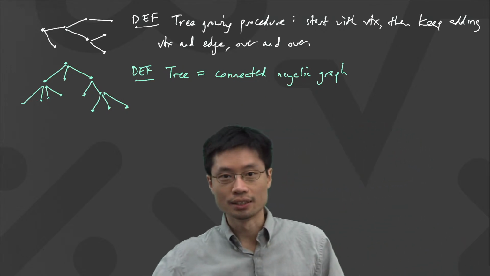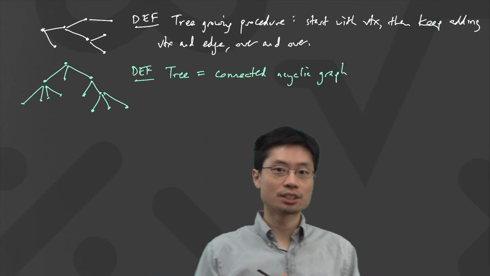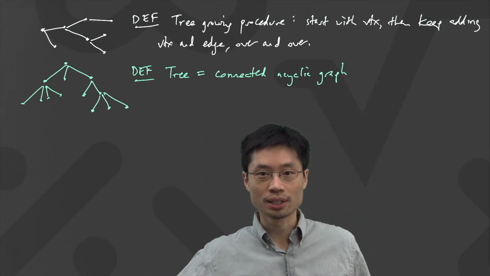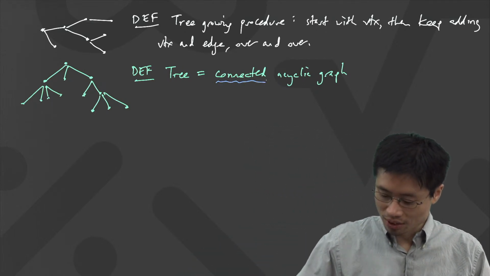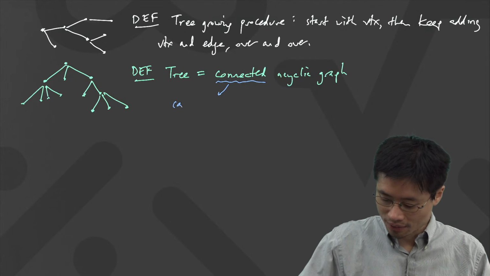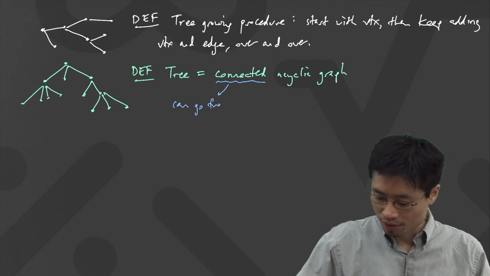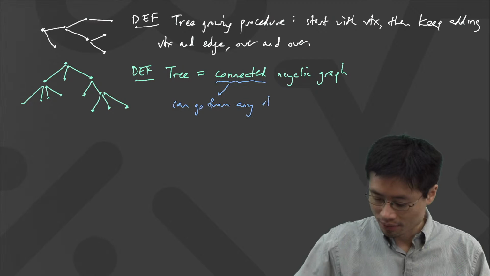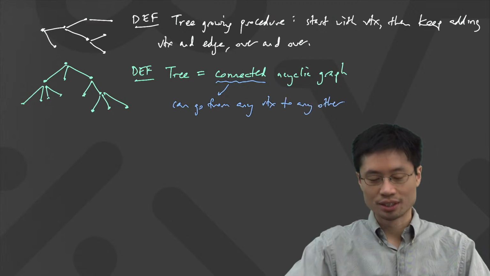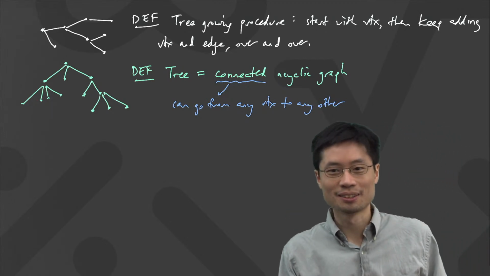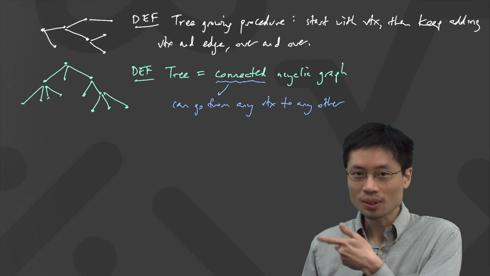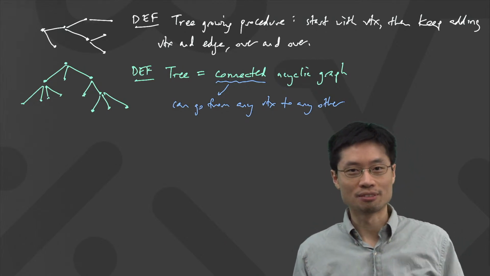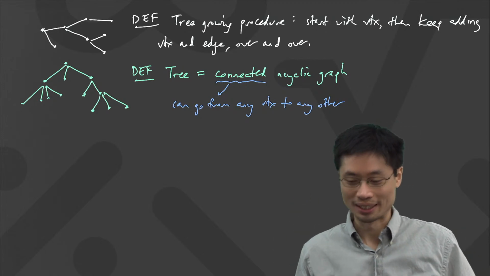Connected just means that from any vertex you can get to any other vertex just by walking along some edges. So connected means you can go from any vertex to any other. Strictly speaking, it's on a finite path. Now, we aren't even going to talk about infinite trees in this class, so just think of everything as finite.